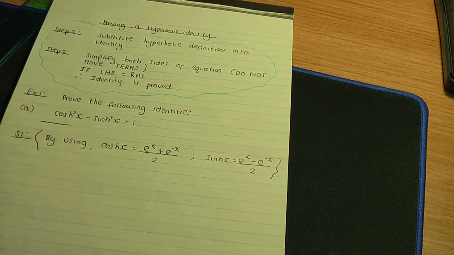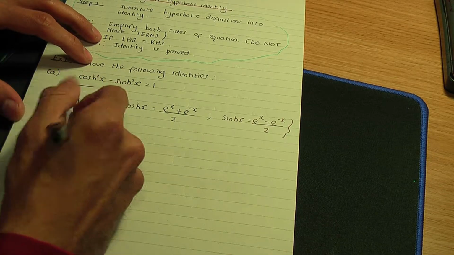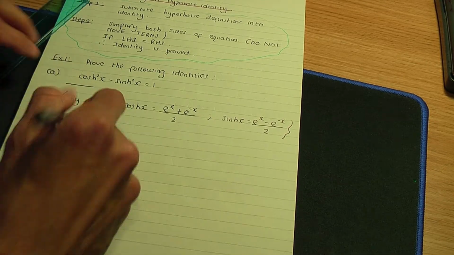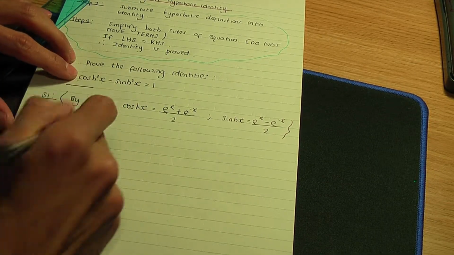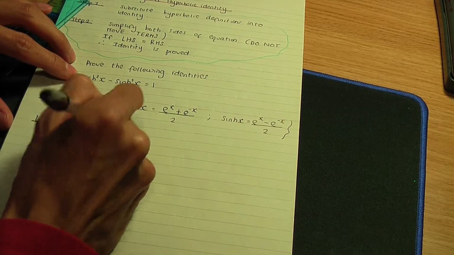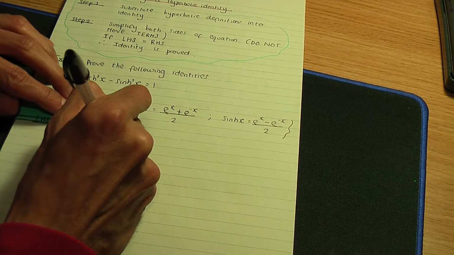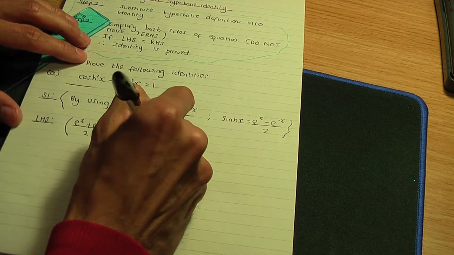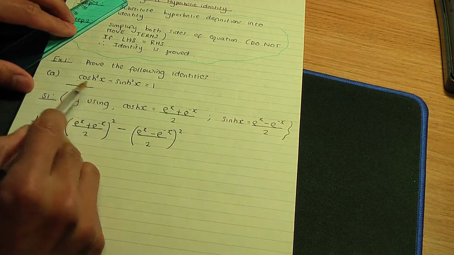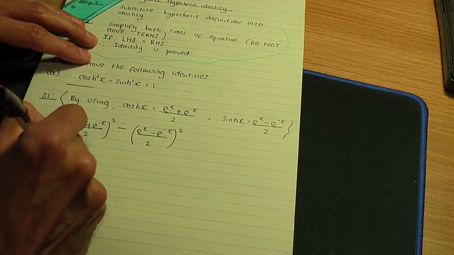So let's substitute, let's replace it. Let me consider the left hand side. So we're going to have hyperbolic cos squared. Hyperbolic cos was e to the x plus e to the minus x over 2, squared, minus hyperbolic sine, which is e to the x minus e to the minus x over 2, squared. So I've replaced them into the left hand side.